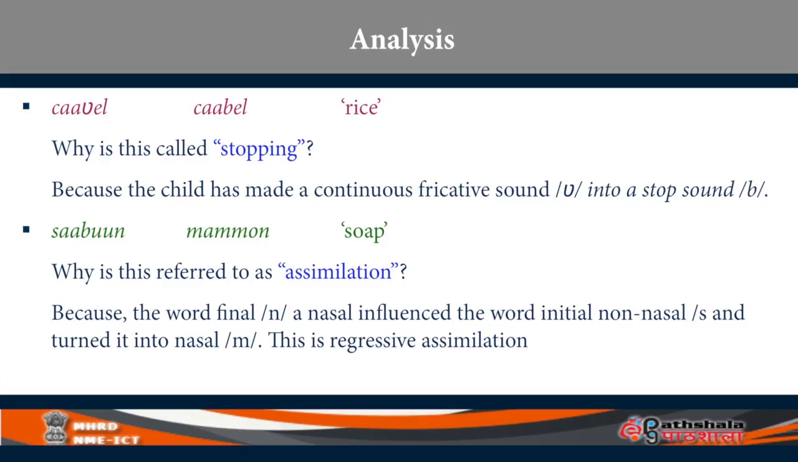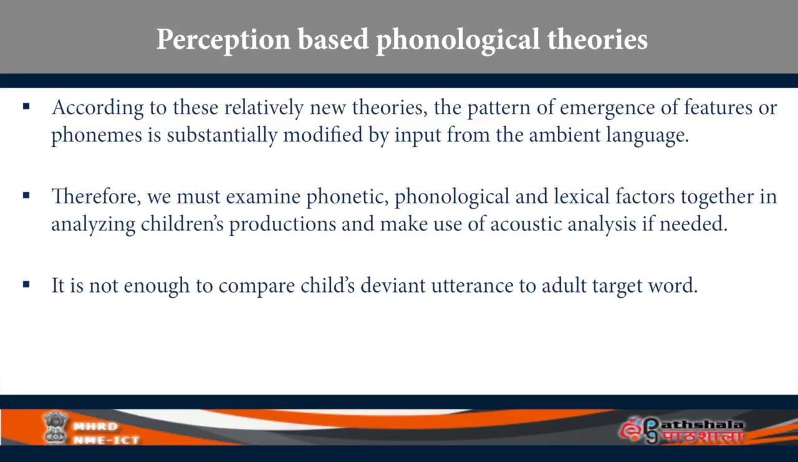So, basically about phonological processes, the point that I am trying to stress in this lecture is we have to pay attention to perception, which early phonologists ignored. We cannot take a child form and go on analyzing it as though perception has no influence on production. Whereas I am saying we have to look at perception based phonological theories, which are more recent. According to these relatively new theories, the pattern of emergence of features or phonemes is modified by the input from the environment. What is it that the child is exposed to? What kind of sounds and what kind of words and how much is being spoken to the child?